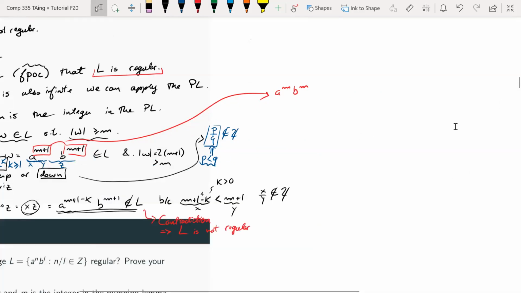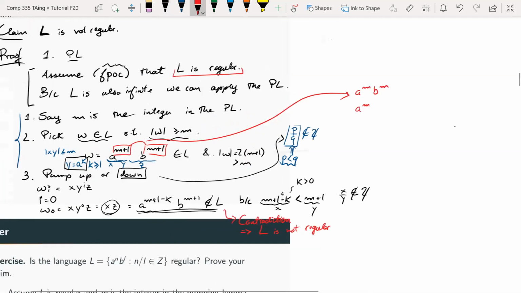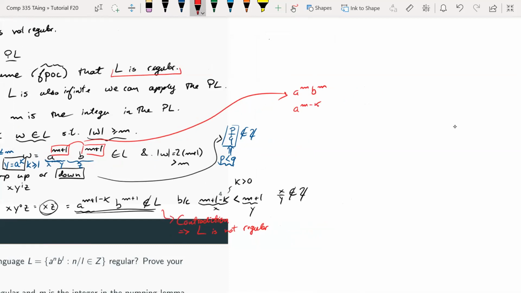Suppose that you did choose to pump down again. So suppose you chose a to the m. Then the result here would have been a to the m minus k, and then b to the m. The issue here is that this should work for any m and for any k. That's the reason for picking m and k as arbitrary: you wanted this to work for any m and for any k.